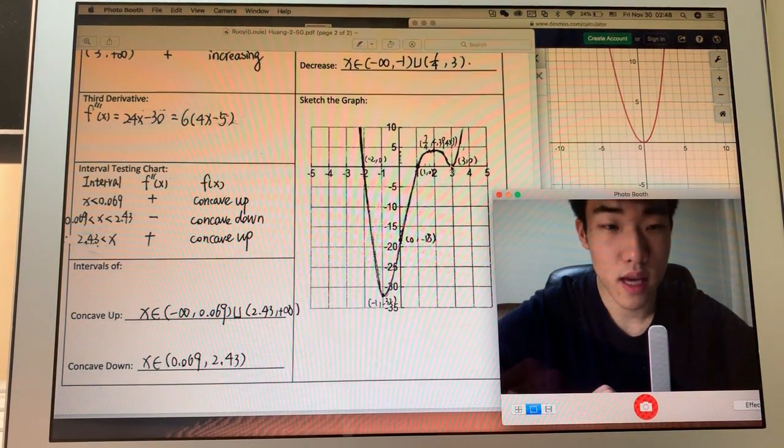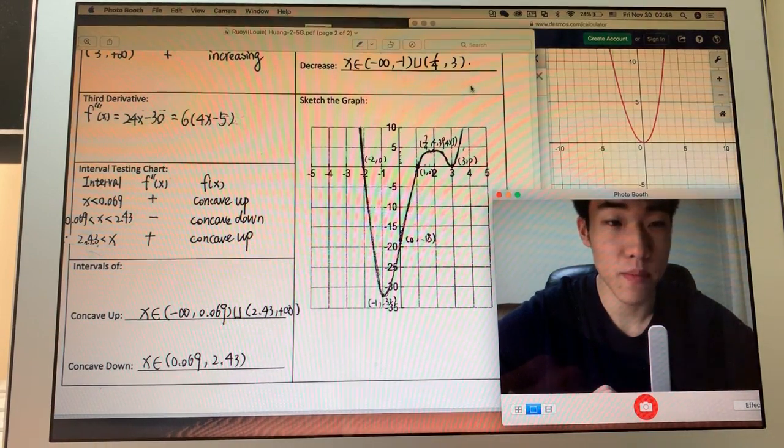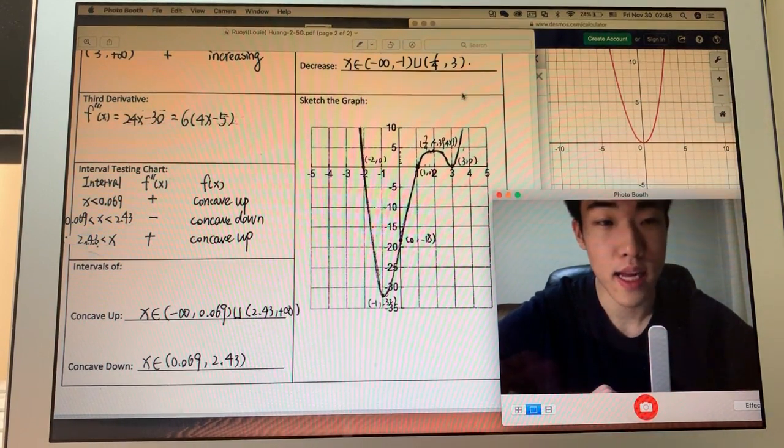But in this case, this root appeared twice, so the function needs to bounce back up to positive again.